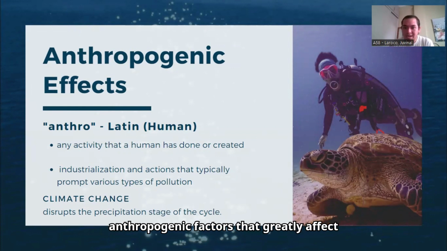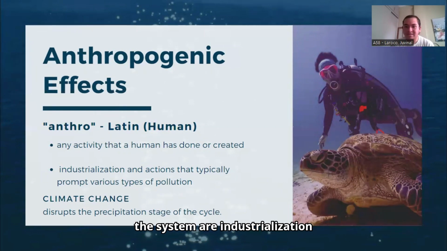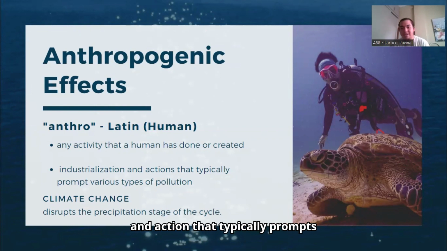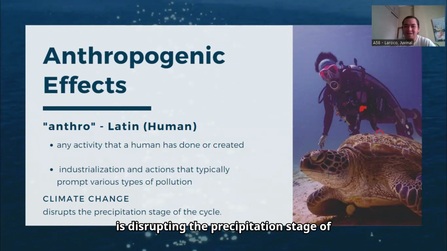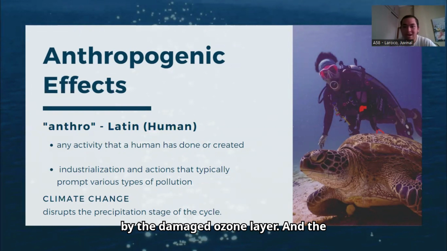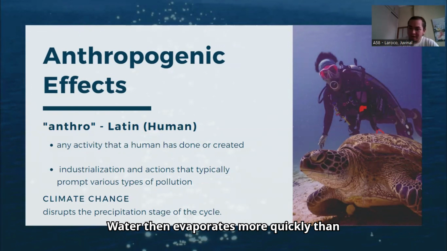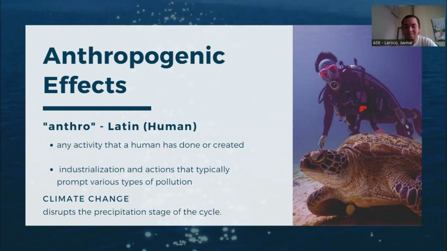Some of the most common anthropogenic factors that greatly affect the system are industrialization and actions that typically prompt various types of pollution. The ecological reservoir water and its cycle are parts of a natural system, making them vulnerable to human activities. Firstly, climate change, a result of human activities, disrupts the precipitation stage of the cycle due to the intense heat brought by the damaged ozone layer and the continuous rise of climate change effects. Water then evaporates more quickly than usual, changing the cycle's pattern.